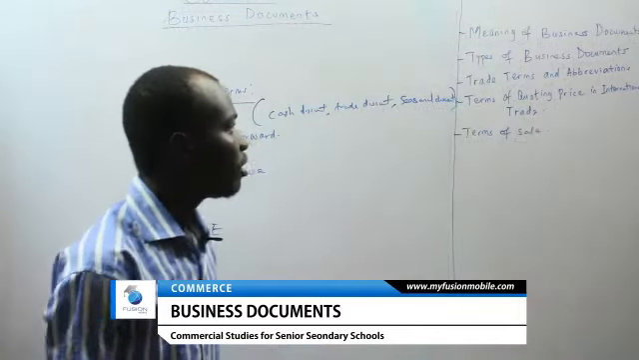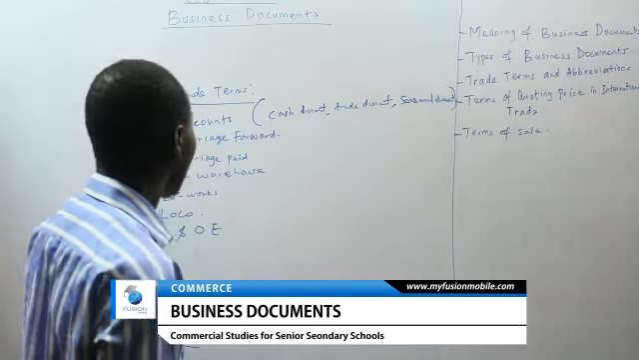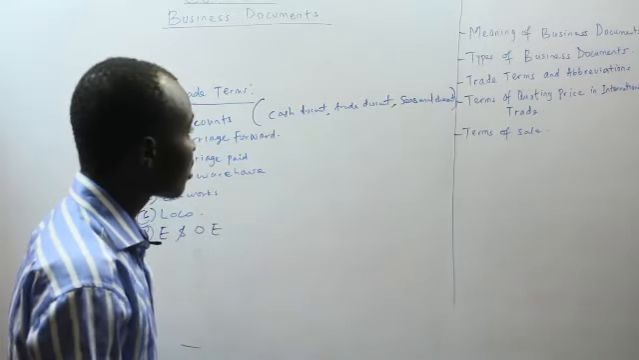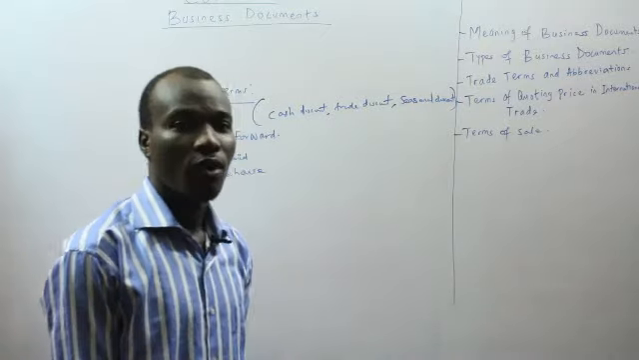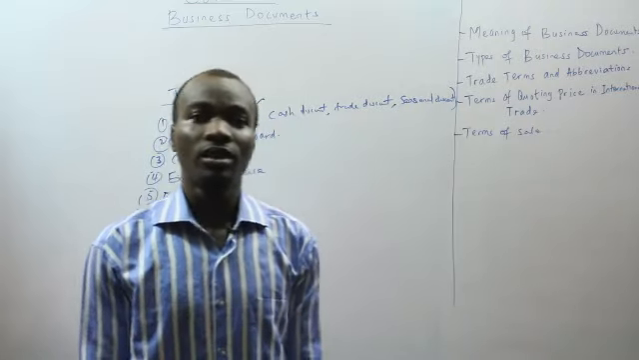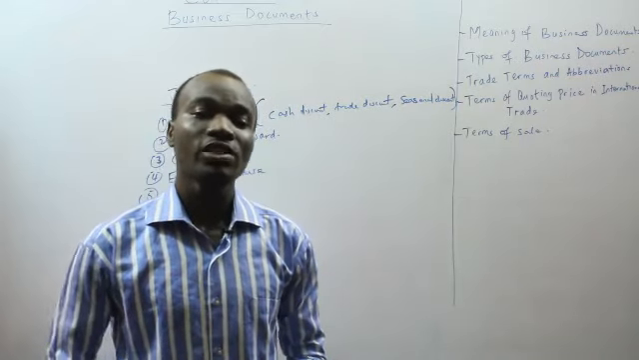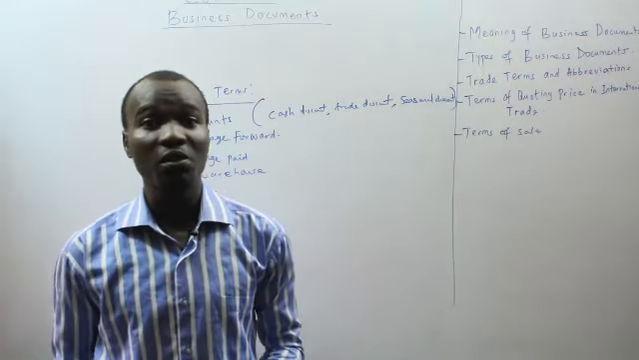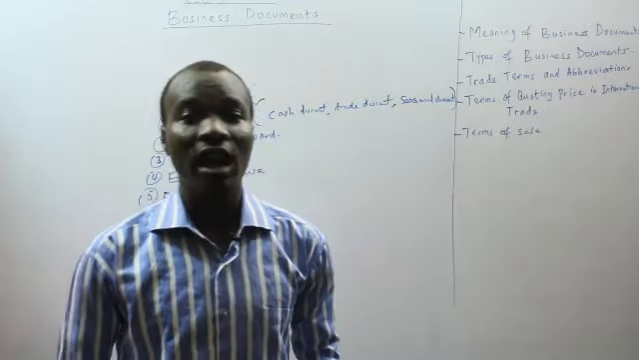So the next thing we have now is to look at the trade terms and abbreviations. We have looked at the discounts, that is the cash discount, trade discount, and seasonal discount. So the next thing we'll be looking at is carriage forward. This is a price quotation in which the buyer of the goods is responsible for the payment of carriage charges. So he will be the one responsible for all the payment of carriage charges and transportation of the goods.